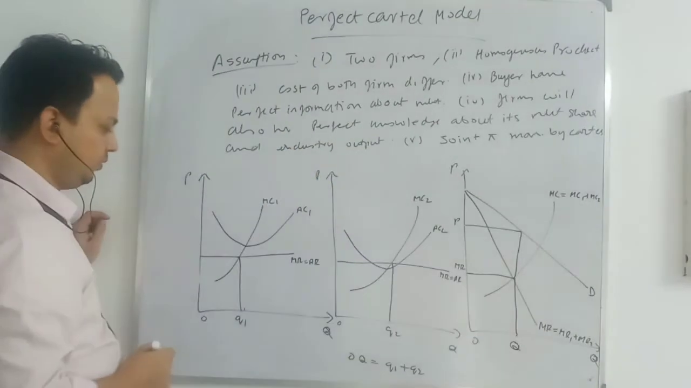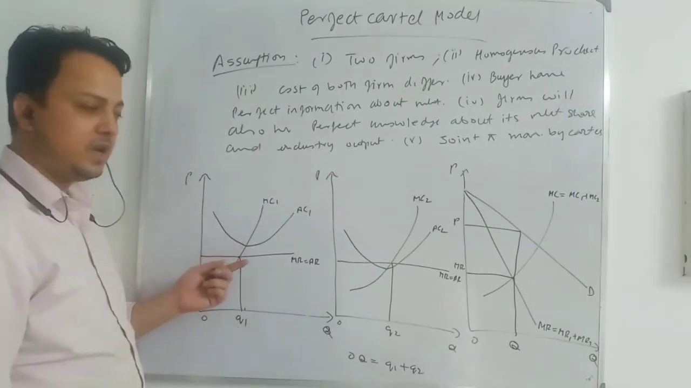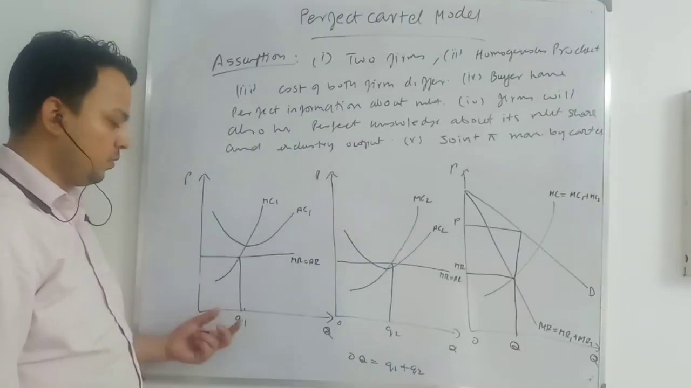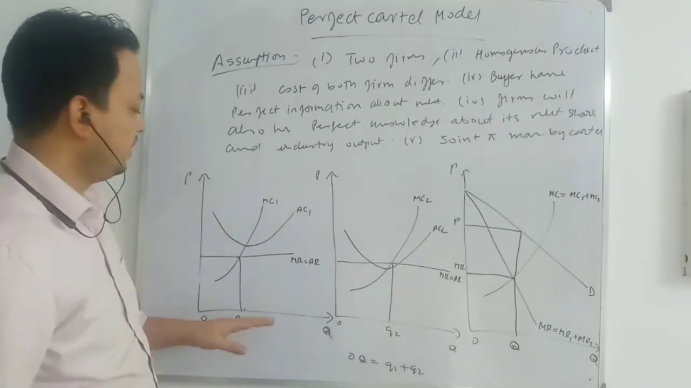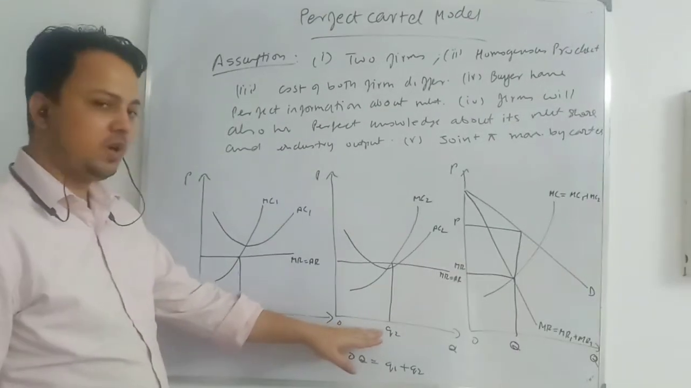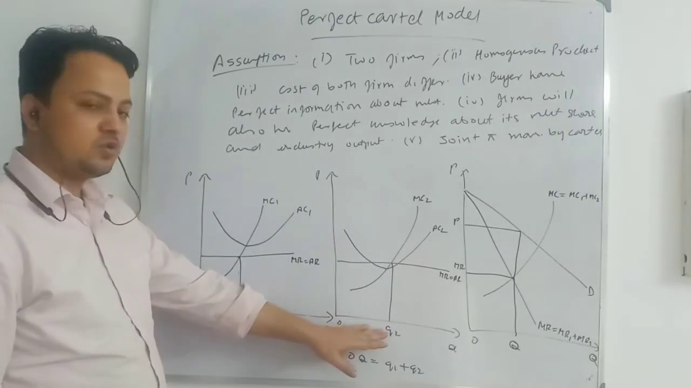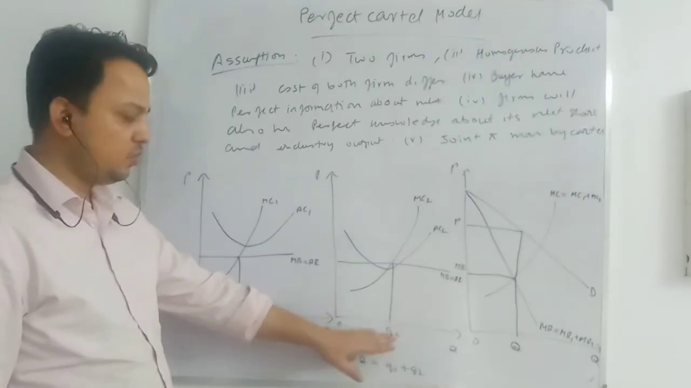Now, if you look, firm 1's cost is higher than firm 2's cost. So when this cartel management board is determining how much output will be produced by firm 2 and how much by firm 1, since the cost of firm 2 is less, it will assign a higher market share to firm 2 than to firm 1.